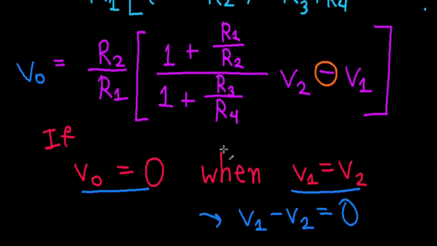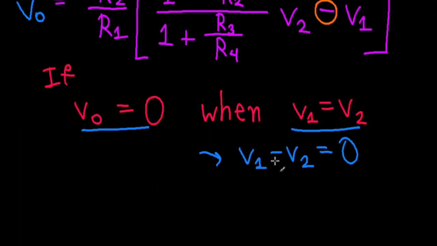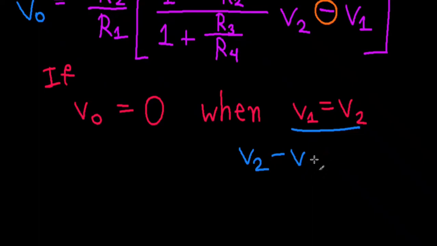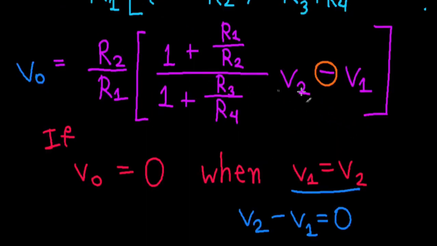Let's just look. I should have written V2 minus V1 equals 0. Okay, V2 minus V1 equals 0. Same thing really, but what I'm trying to do is pattern match right here. We want this to be 0. We want this to just disappear when this is true.